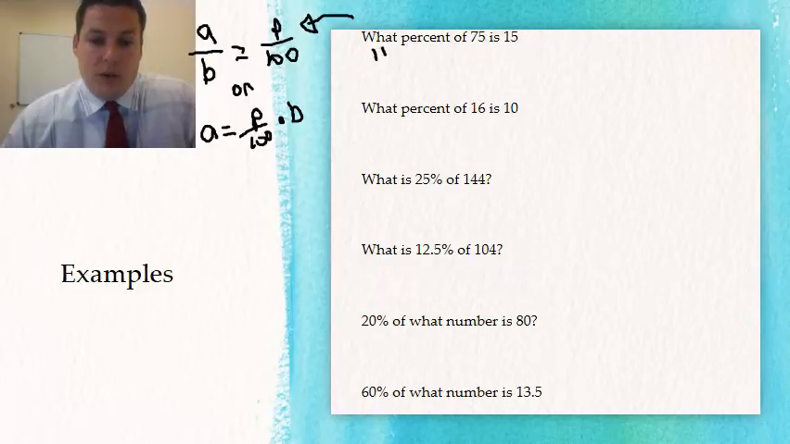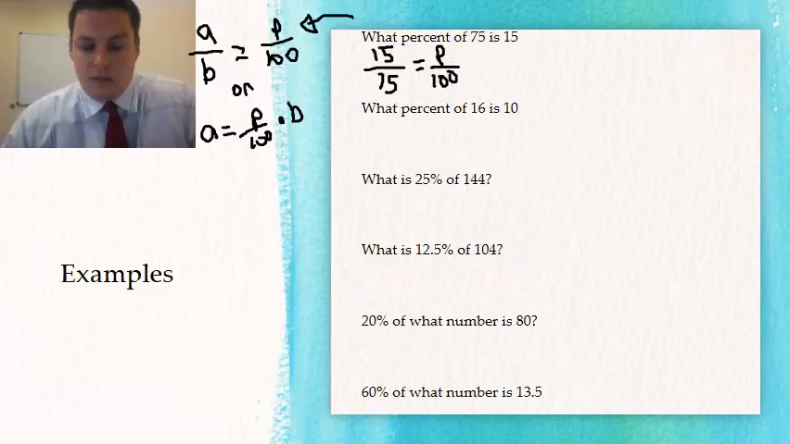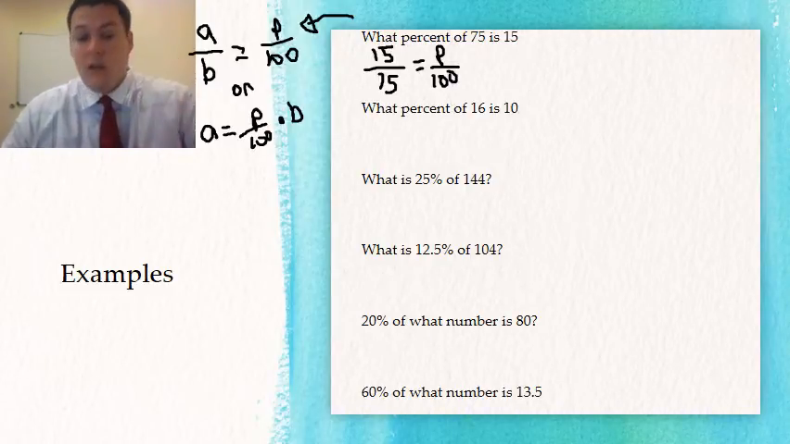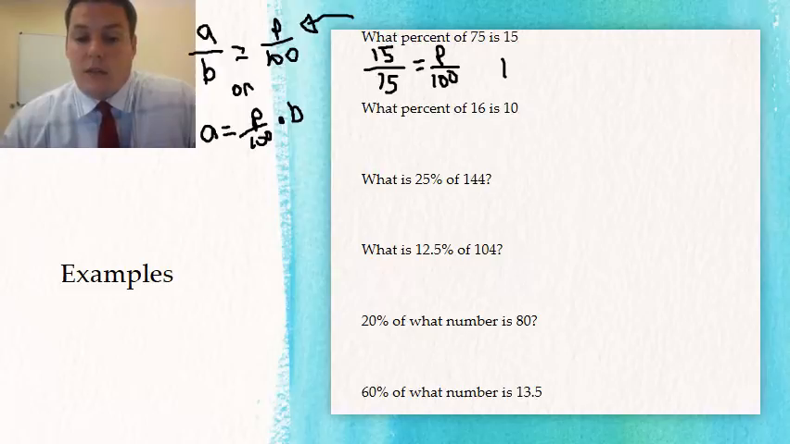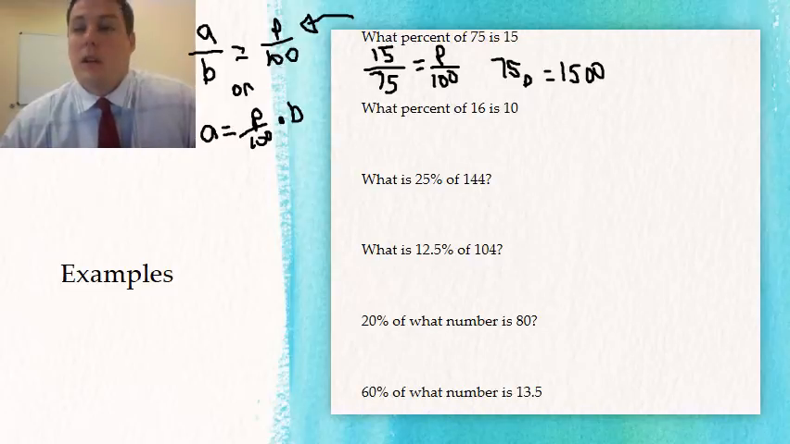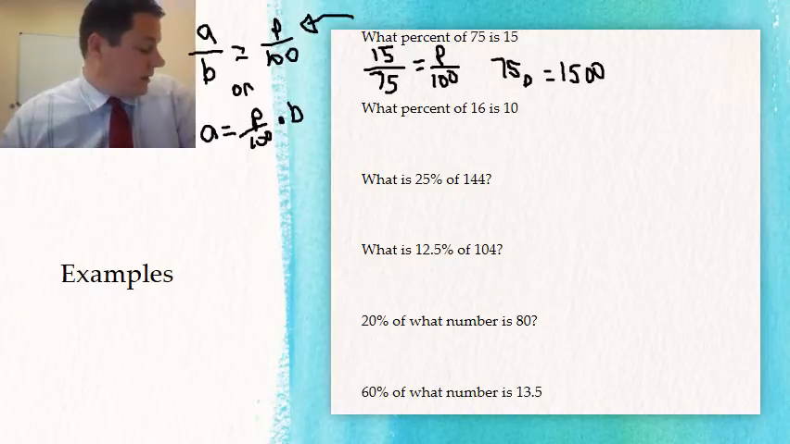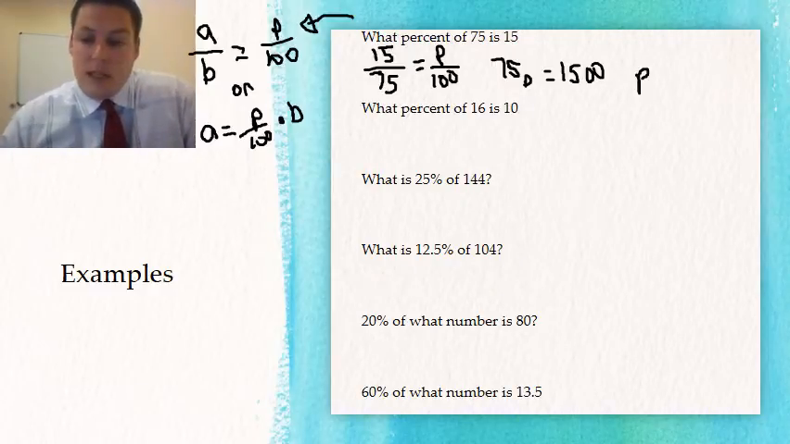So up here we have a part over the whole, 15 over 75 is equal to P over 100. Cross multiply, we get 75P equals 1500, sorry, that's my bad handwriting. That's why you should take your time and make sure you write clearly. 75P equals 1500. Therefore, P equals 20.